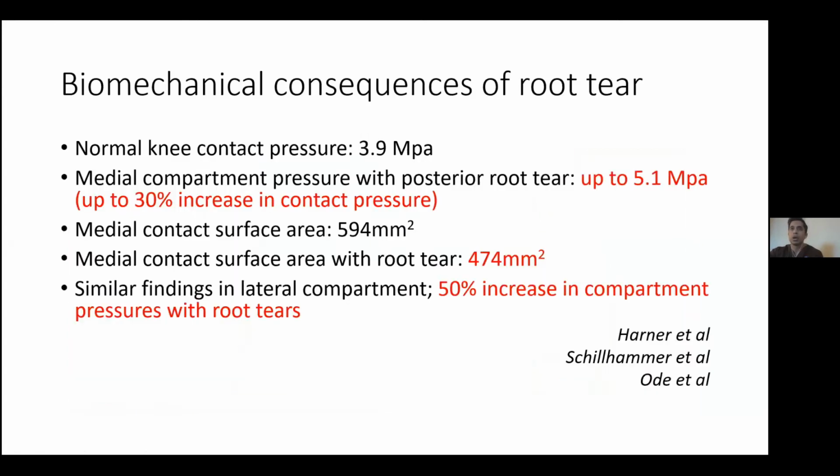So how about putting it in numbers? The normal knee contact pressure is around 3.9 megapascals. But when you have a posterior root tear, this can increase up to 5.1 megapascals, which is a 30% increase in contact pressure. The surface area with root tears also reduces around 20 to 30%. And similarly, we see these findings in the lateral compartment as well.